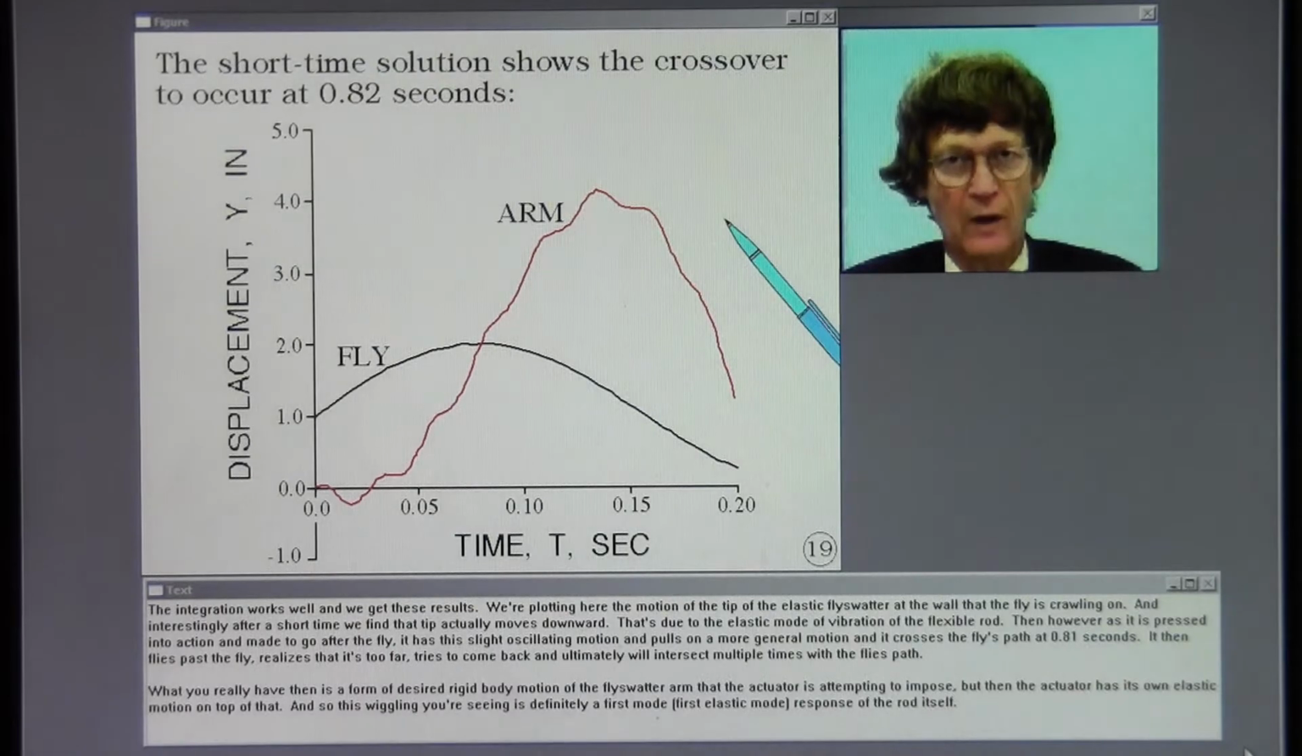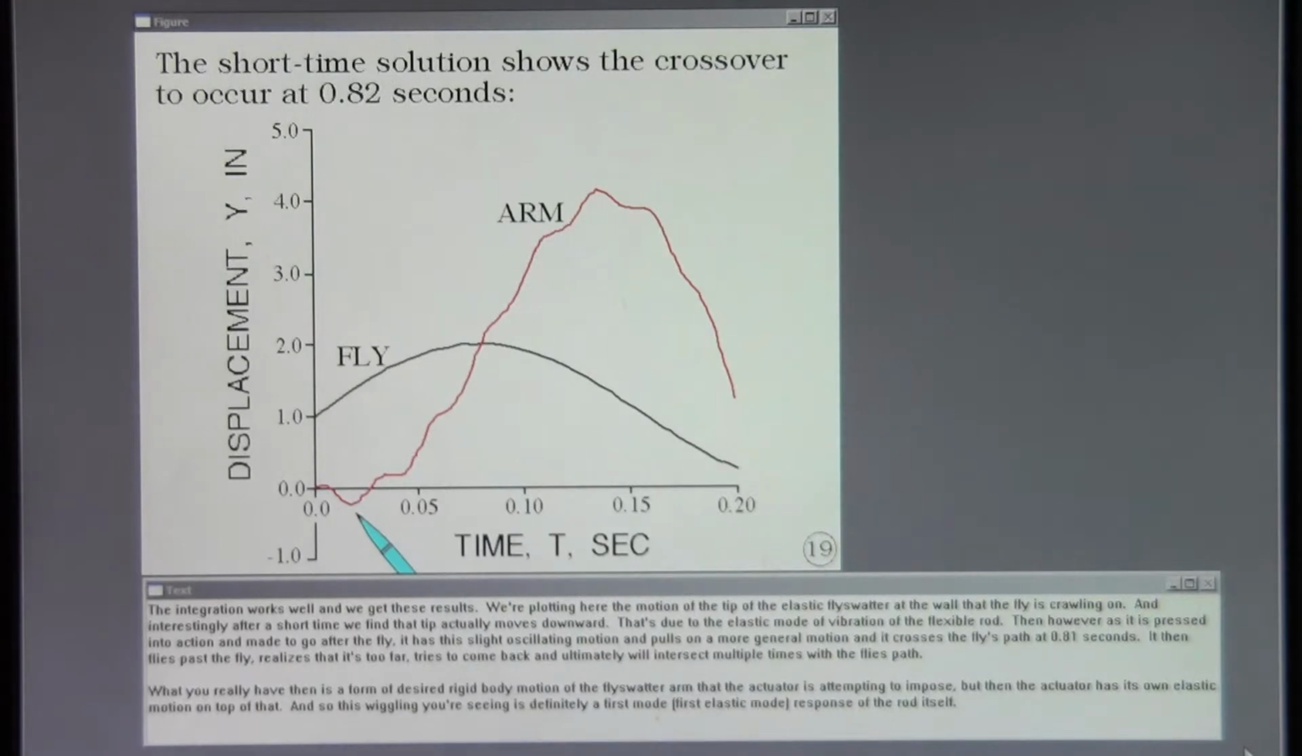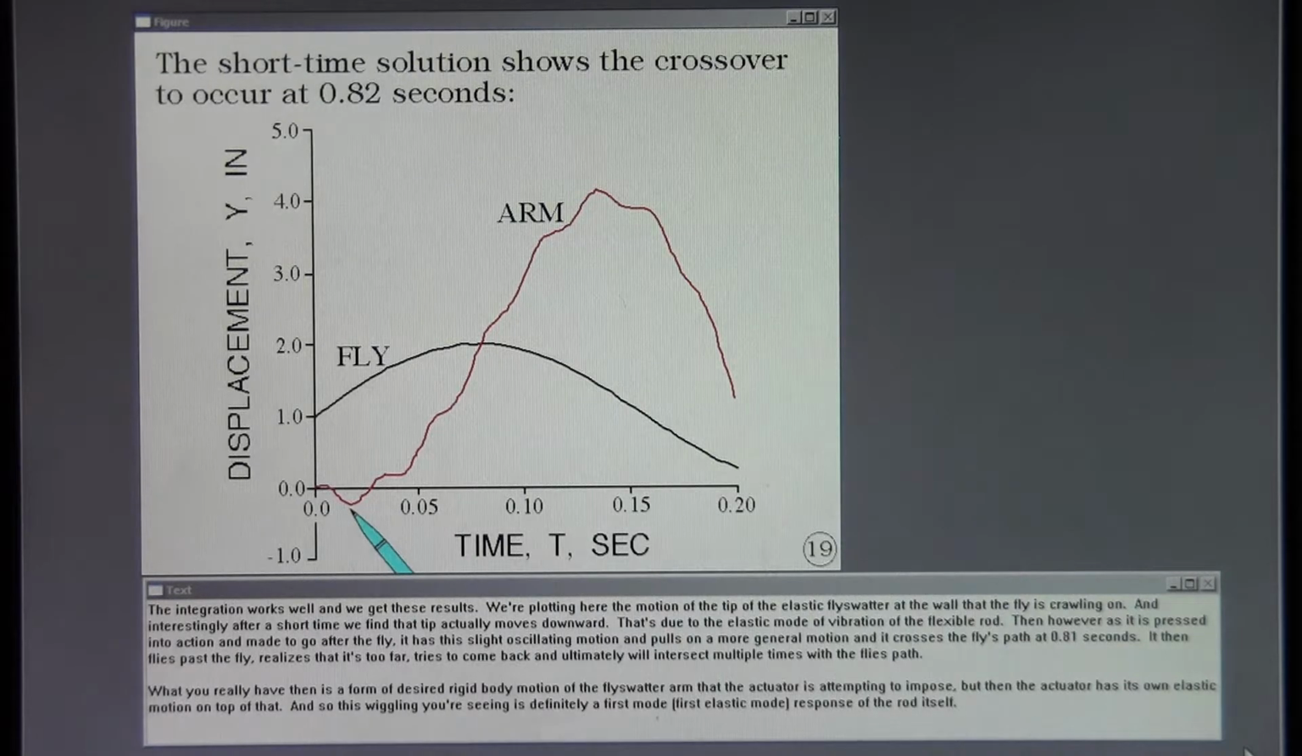The integration works well, and we get these results. We're plotting here the motion of the tip of the elastic Flyswatter at the wall that the fly is crawling on. And interestingly, after a short time, we find the tip actually moves downward. That's due to the elastic mode of vibration of the flexible rod. Then, however, as it is pressed into action and made to go after the fly, it has this slight oscillating motion imposed on a more general motion, and it crosses the fly's path at 0.81 seconds.